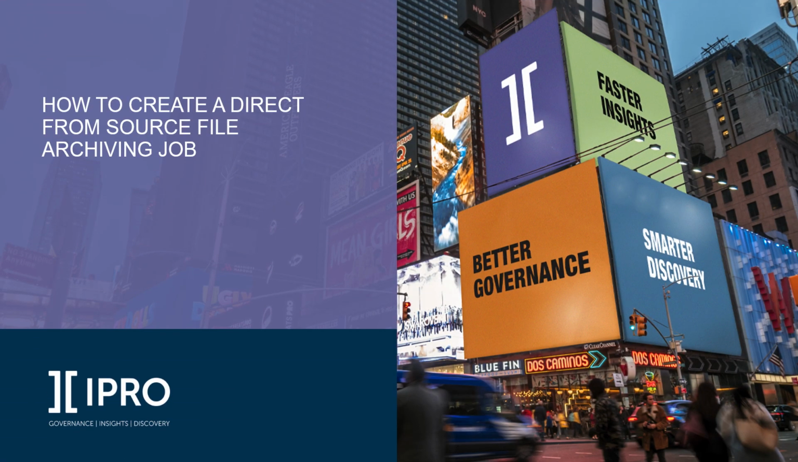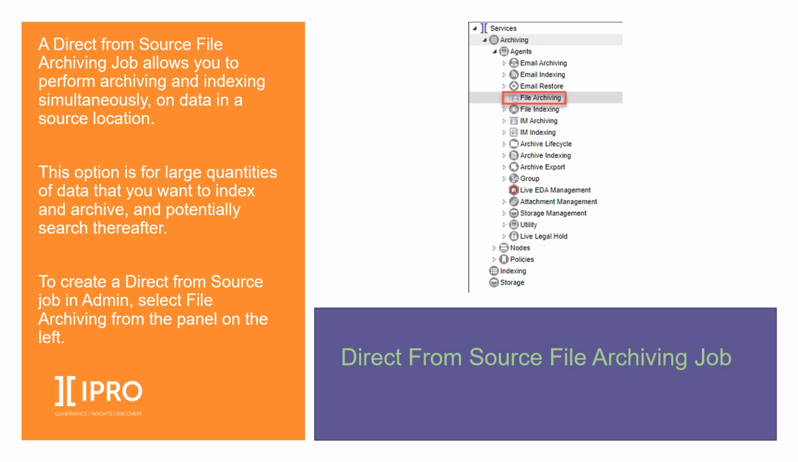How to create a direct from source file archiving job. A direct from source file archiving job enables you to archive and index data simultaneously on data located in a source location. Used for large quantities of data that you want to index, archive, and potentially search thereafter, creation of a direct from source file archiving job is done in Admin from File Archiving.